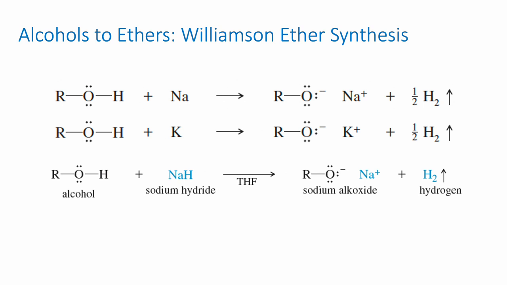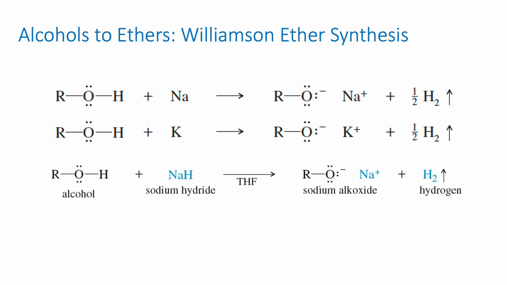So in Williamson ether synthesis, we take advantage of the fact that if we can deprotonate the alcohol and take the H off of the alcohol, we make an alkoxide. So we go from a neutral alcohol to a negatively charged oxygen anion. And that negatively charged oxygen anion is a good nucleophile. So if we deprotonate an alcohol, then we turn it from a weak nucleophile into a strong nucleophile, right?